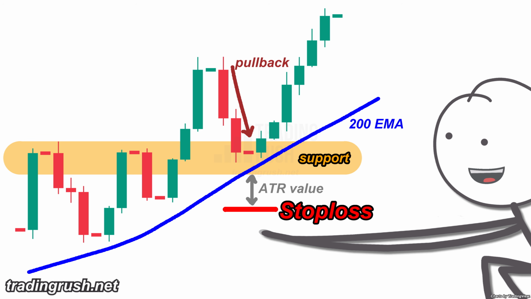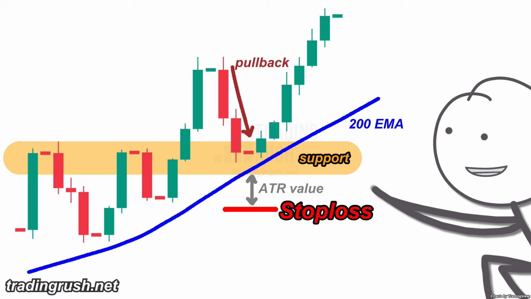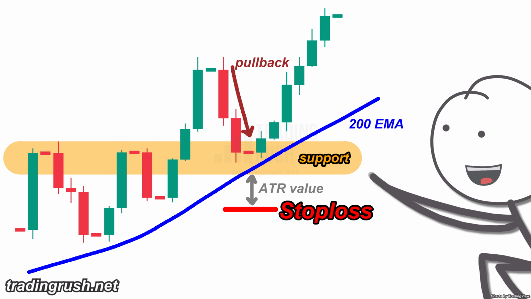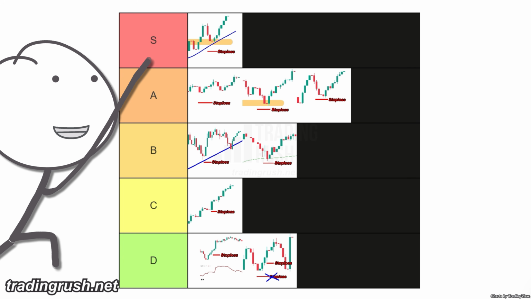Basically, when you combine and set the stop loss after things that price can reverse from, the stop loss has a much lower probability of getting hit. When I see these kinds of scenarios, I know the setup will be a higher quality setup. So, I will put it in the S tier.